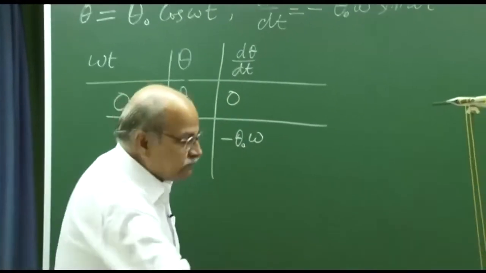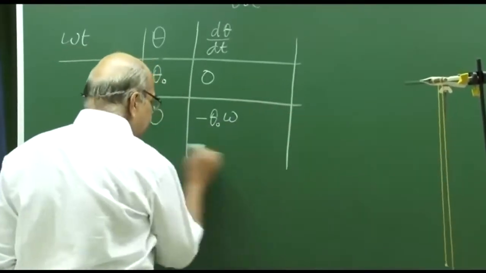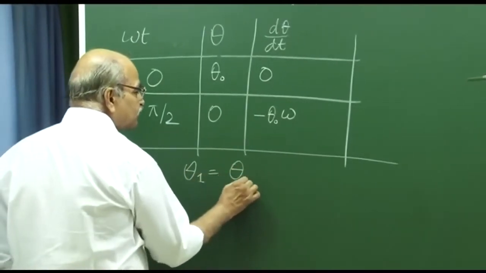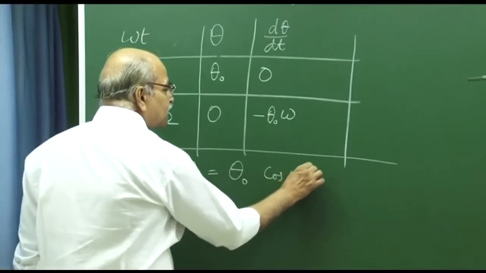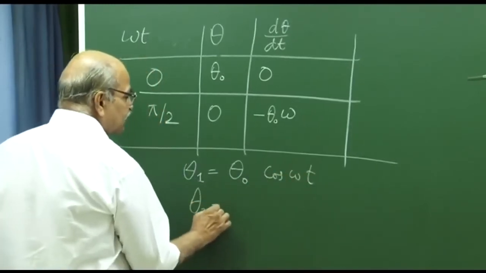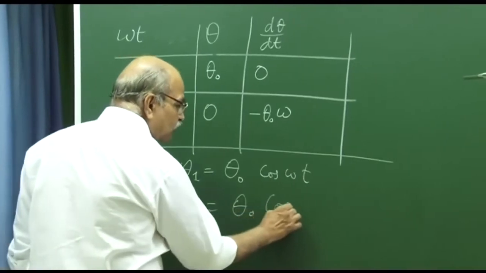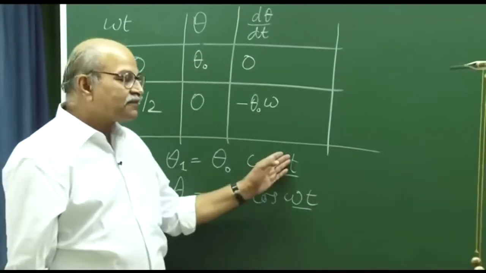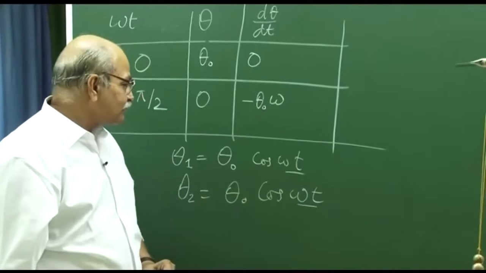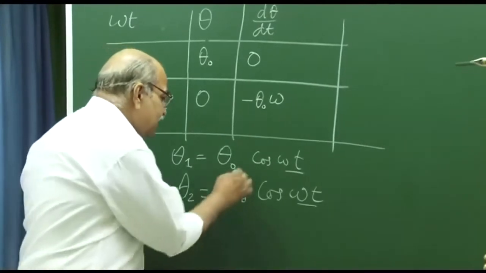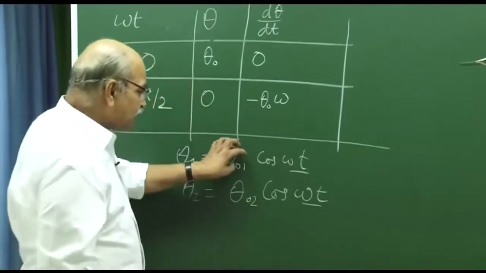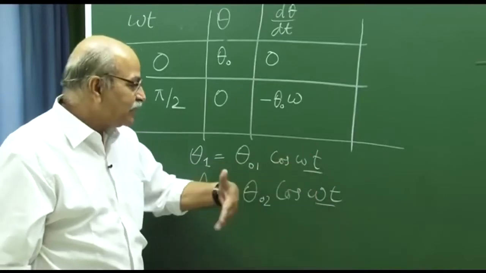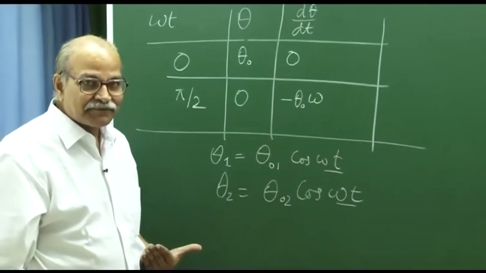So we say that for the first pendulum, theta 1 is equal to theta naught cos omega t, and for the second pendulum theta 2, this is theta naught and also cos omega t. So this phase and this phase, they are the same, phase difference is 0. If the amplitudes are different, this will be theta 01, theta 02, different amplitudes possible, but still they will be in phase, they will be called in phase if they are going together and coming back together.